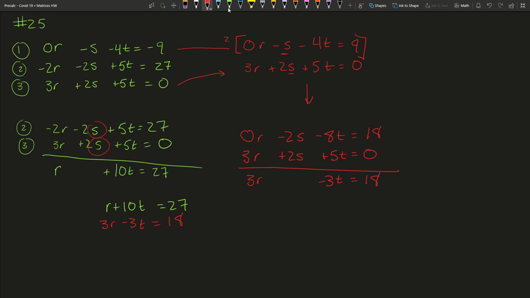You can do that in a lot of different ways. You can use elimination, you can use substitution, you can use graphing. It doesn't matter, but you have to be able to use one. I'm going to use elimination here just so you can actually see what I'm doing. I'm going to multiply this top one by negative 3, and I'm going to cancel these r's. When we do that, we get negative 3r minus 30t is equal to negative 81.